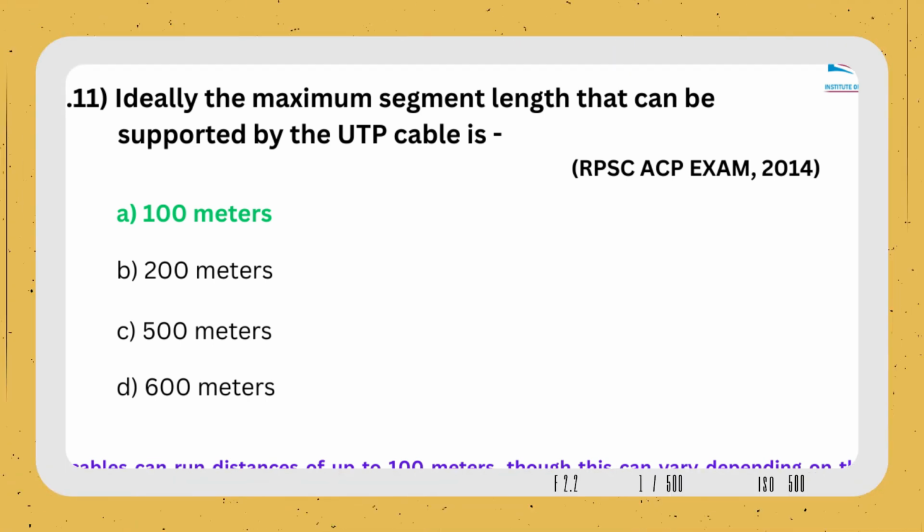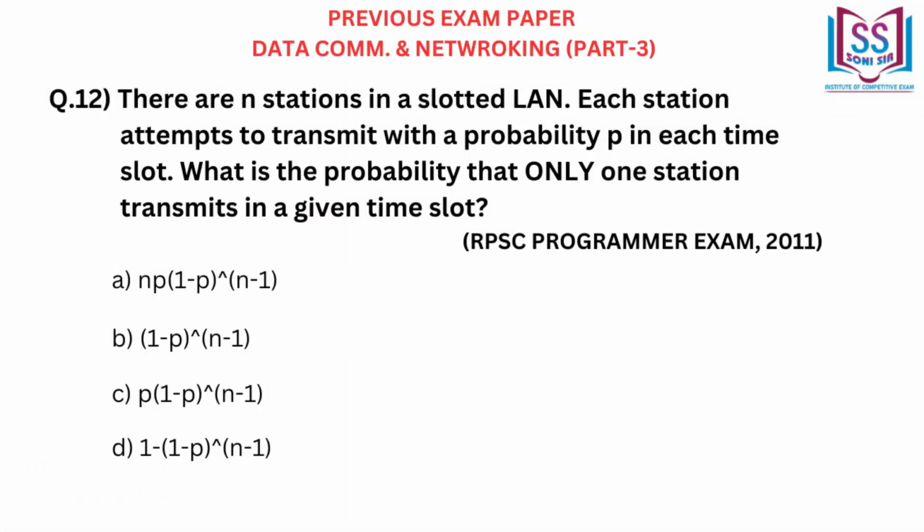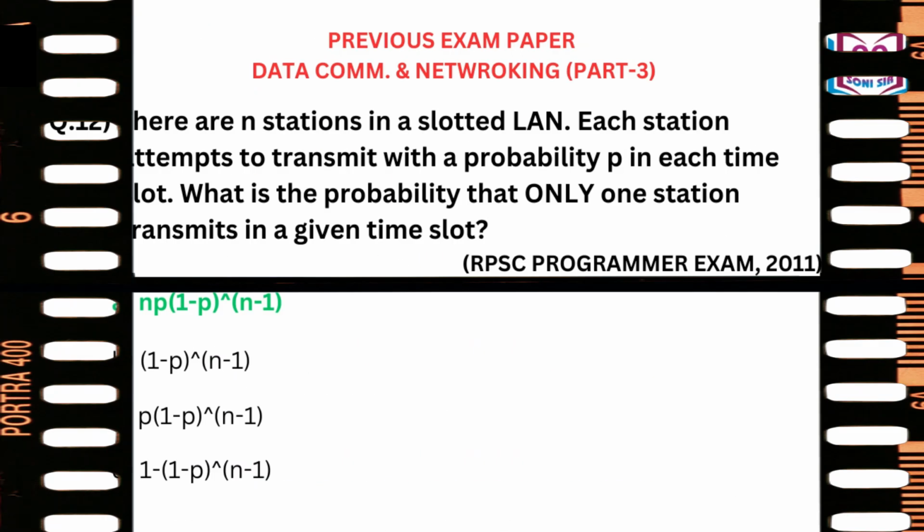There are N stations in a slotted LAN. Each station attempts to transmit with a probability P in a time slot. What is the probability that only one station transmits in a given time slot? Correct answer A. N times P times (1 minus P) raised to the power N minus 1.